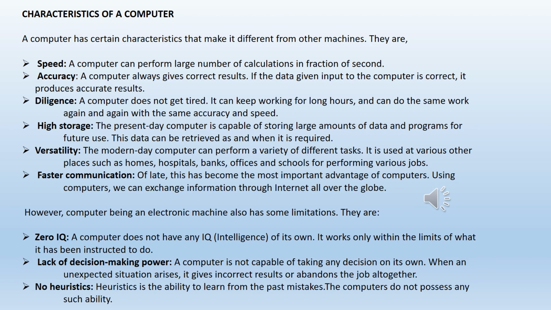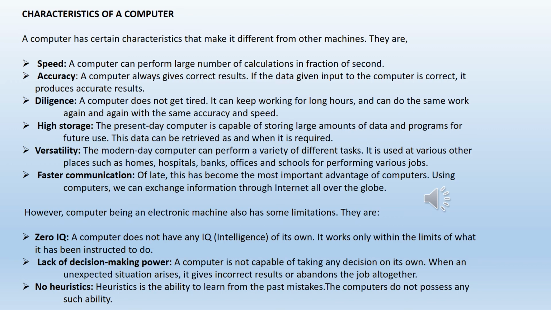Lack of decision-making power. A computer is not capable of taking any decision on its own. When an unexpected situation arises, it gives incorrect results or abandons the job altogether. A computer can't make its own decision. So if a problem arises, the computer can't think alone and take a decision.